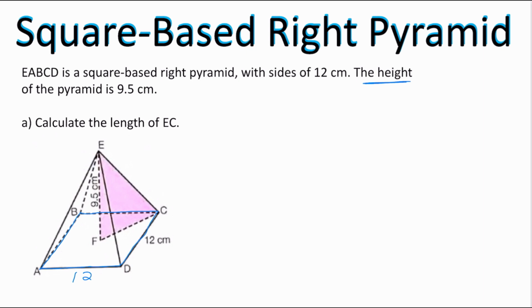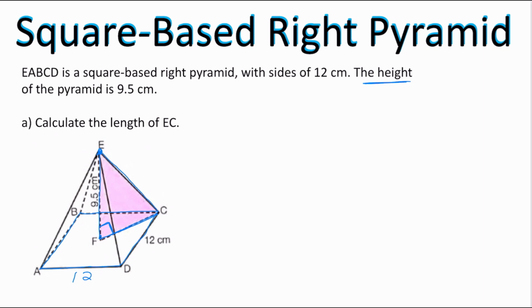The height comes straight up from the apex, from the vertex E, straight to the center of the pyramid, which is point F. We don't know what FC is. We do know this forms a right angle because it is the height, which is perpendicular to that base. It doesn't seem like it because of the way the drawing is, but you have to remember this is a 3D figure that is being drawn on a two-dimensional surface. So that is going to be a right triangle. And then our job is to find EC.